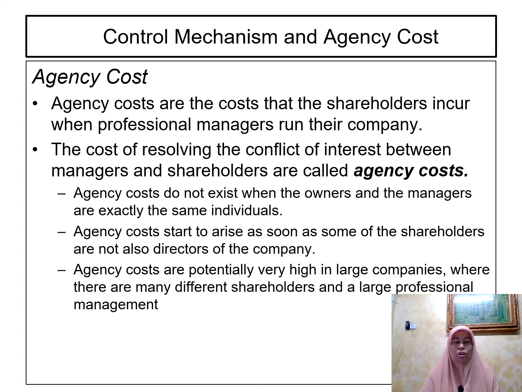So these agency costs don't exist when the owners and managers are the same persons. This is like the private limited company, where normally the owner is also the shareholder. However, if the owner appoints someone else, then agency conflict would arise and agency costs will start as soon as some of the shareholders are not also directors of the company. And this agency cost would potentially be very high in large companies, where there are many different shareholders and many professional managers.